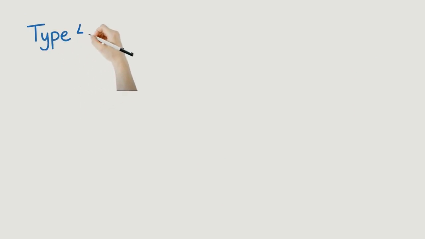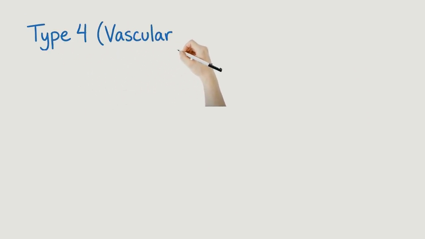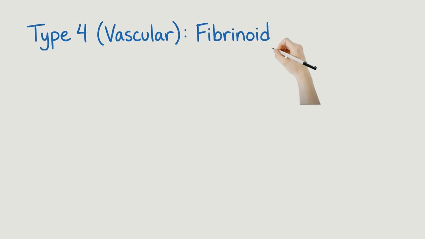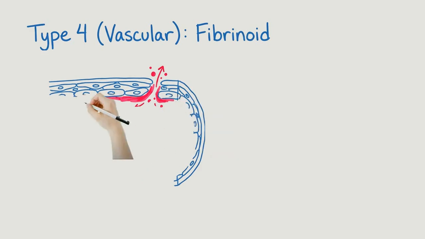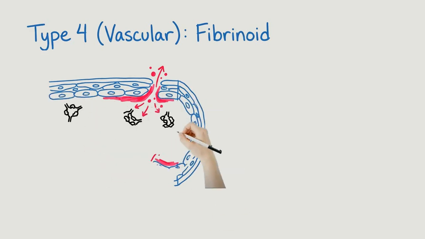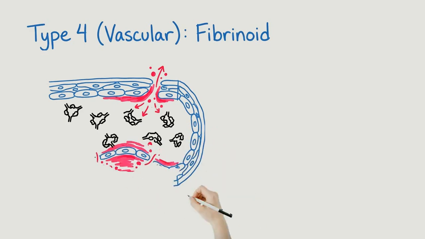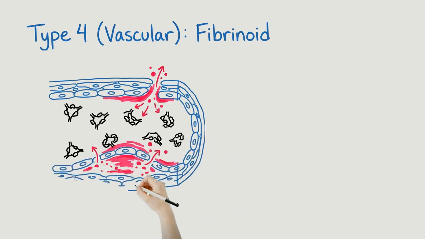Type 4. Fibrinoid, the vascular pattern. It occurs only in vessel walls, small arteries, and arterioles. The classic trigger is immune complex deposition. Antigen-antibody complexes lodge in the wall, activate complement, recruit neutrophils, and the enzymes they release damage the wall. Plasma proteins, including fibrin, leak into the compromised wall, giving it a homogeneous, bright pink, fibrin-like appearance on H&E.